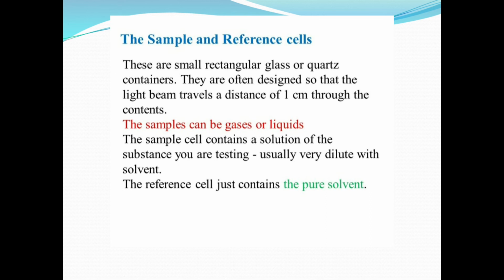In the double beam spectrophotometer, mostly liquids are used. UV also uses liquids for quantitative or qualitative analysis. The sample cell contains a solution of the substance you are testing, usually very dilute in a solvent. The reference cell just contains the pure solvent.